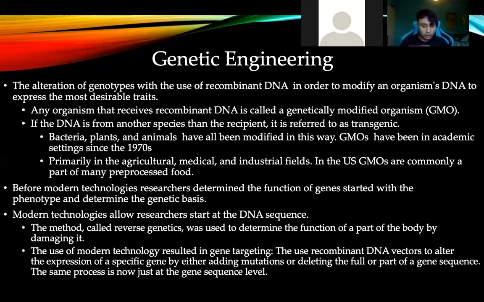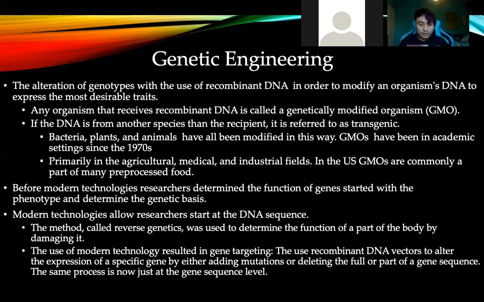The method called reverse genetics was once used to determine the function of a body part by damaging it. An example is if a fly has its wings damaged, it can no longer fly. So researchers were able to understand that body part has this function based on what the fly could or could not do after its cells and body were damaged.